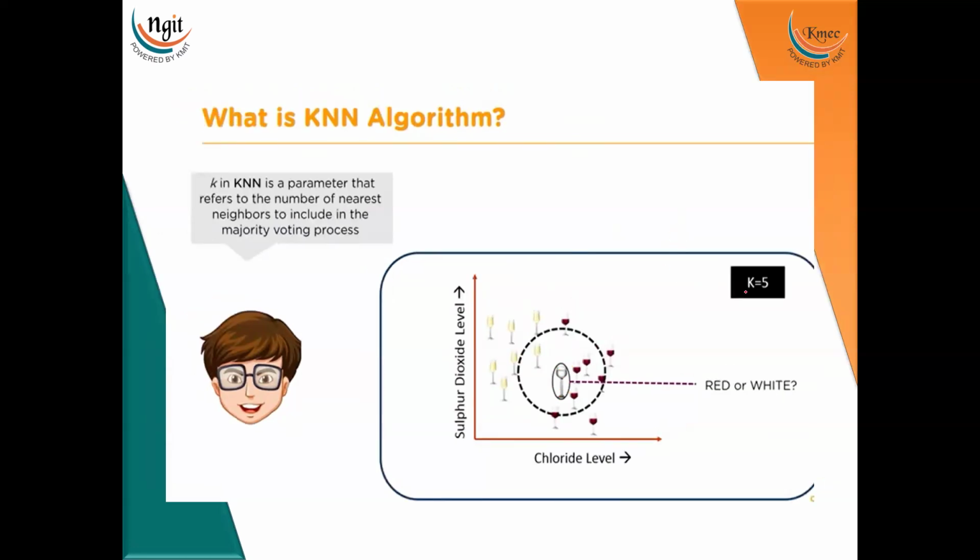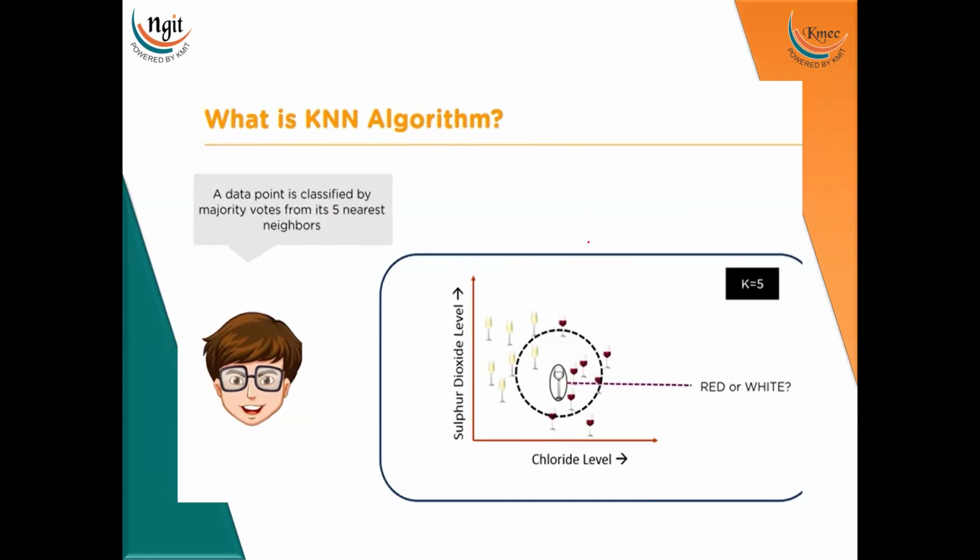So K equal to 5 here. K in KNN is a parameter that refers to the number of nearest neighbors to include in the majority voting process. Generally we take K equal to either 3, 5 or 7, only odd numbers, and it is a parameter. Why? Because it gives us the output label. When we have taken K equal to 5, the given data point is classified by majority votes from its five nearest neighbors.